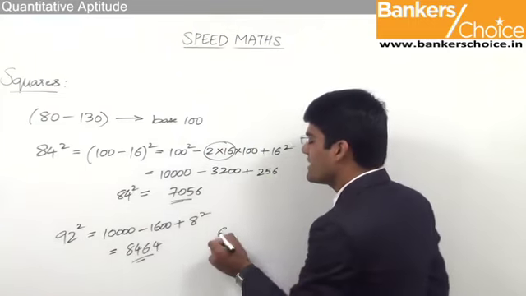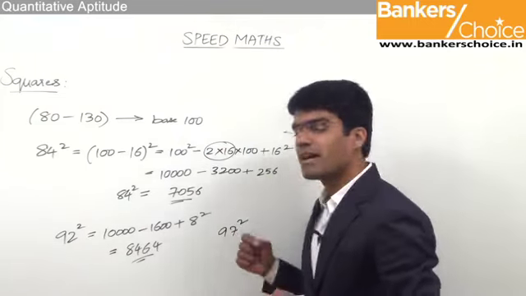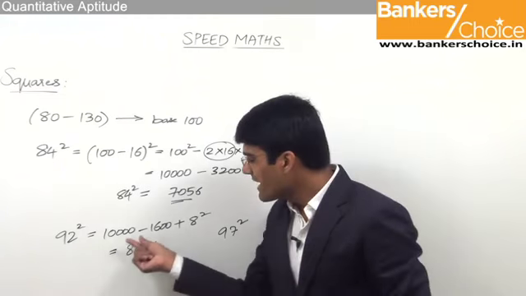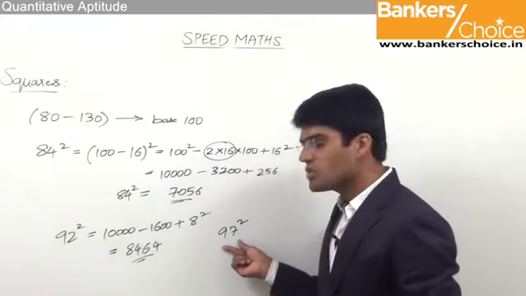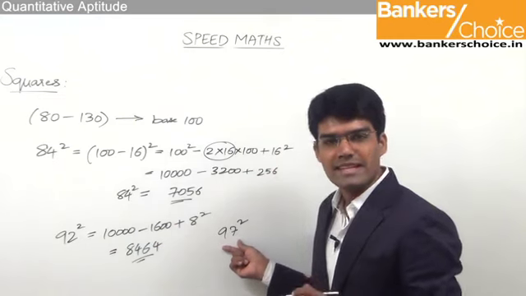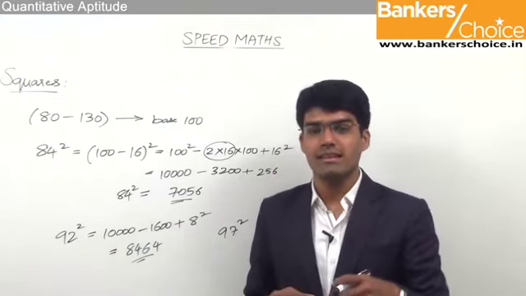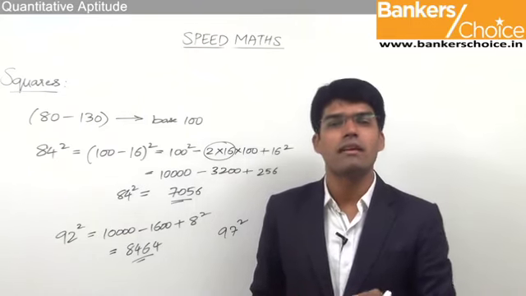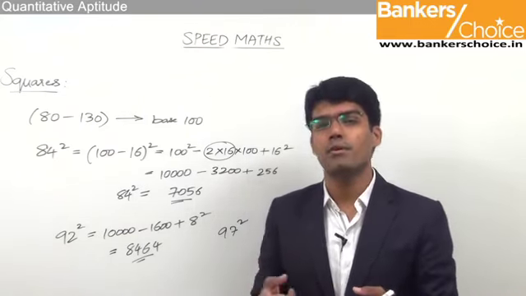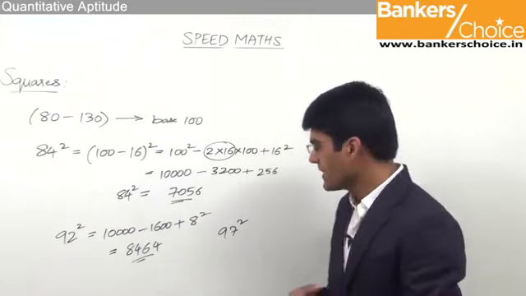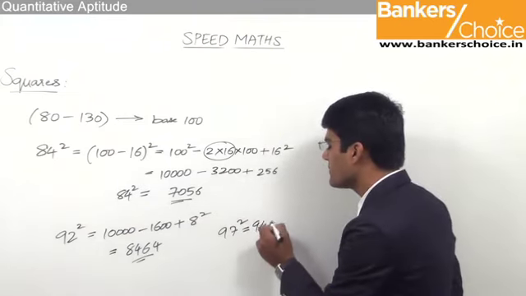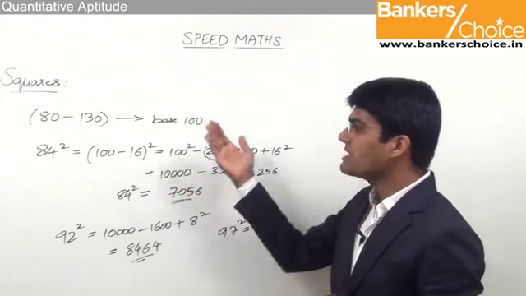Likewise, if I want 97 square, 97 is 100 minus 3. You need not even write these steps on paper. Directly visualize the steps. 97 is 100 minus 3. So 10,000 minus 600 is 9,400. 9,400 plus 3 square is 9,409. So the answer here will be 9409. Let's see what happens if we cross 100.